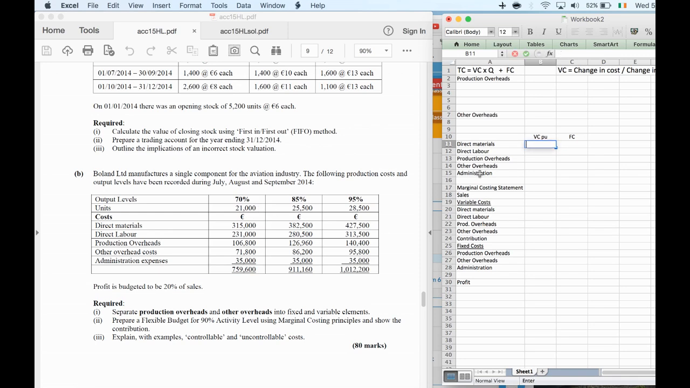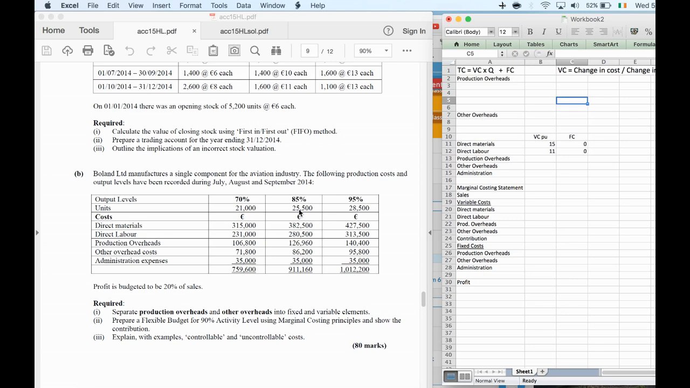So what I'll put into my formula here is 382,500, take away 315, and I'll divide that by the difference in quantity of 4,500. Direct labour, I'll do the same thing. So it goes from 231 to 280 as a result of an increase of 4,500. So 280,500, I'll take away from that the 231. I'll divide that by 4,500. So that's how I'd find the variable cost, and obviously there's no fixed cost involved in those two.